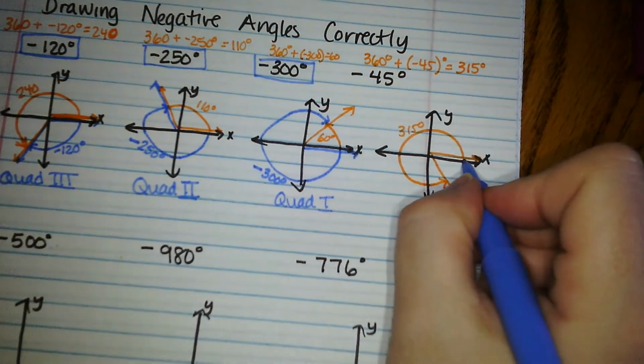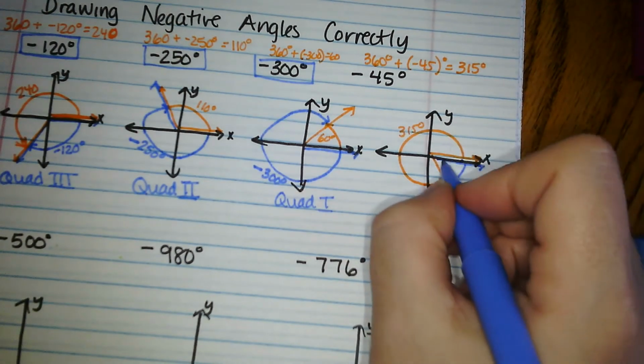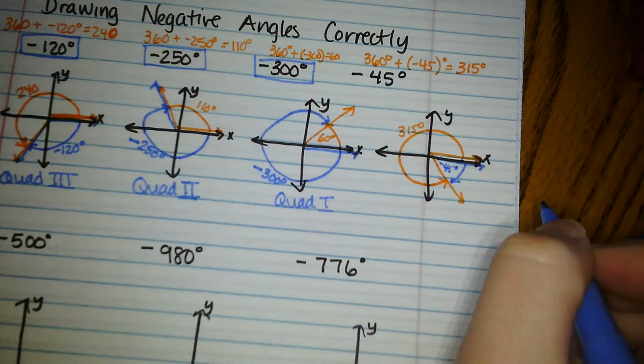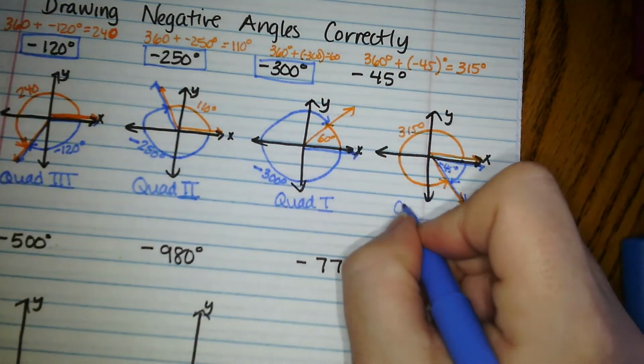Negative starts at 0 and moves clockwise. Negative 45 would be this spot right here. Bloop. And this is a quadrant 4.